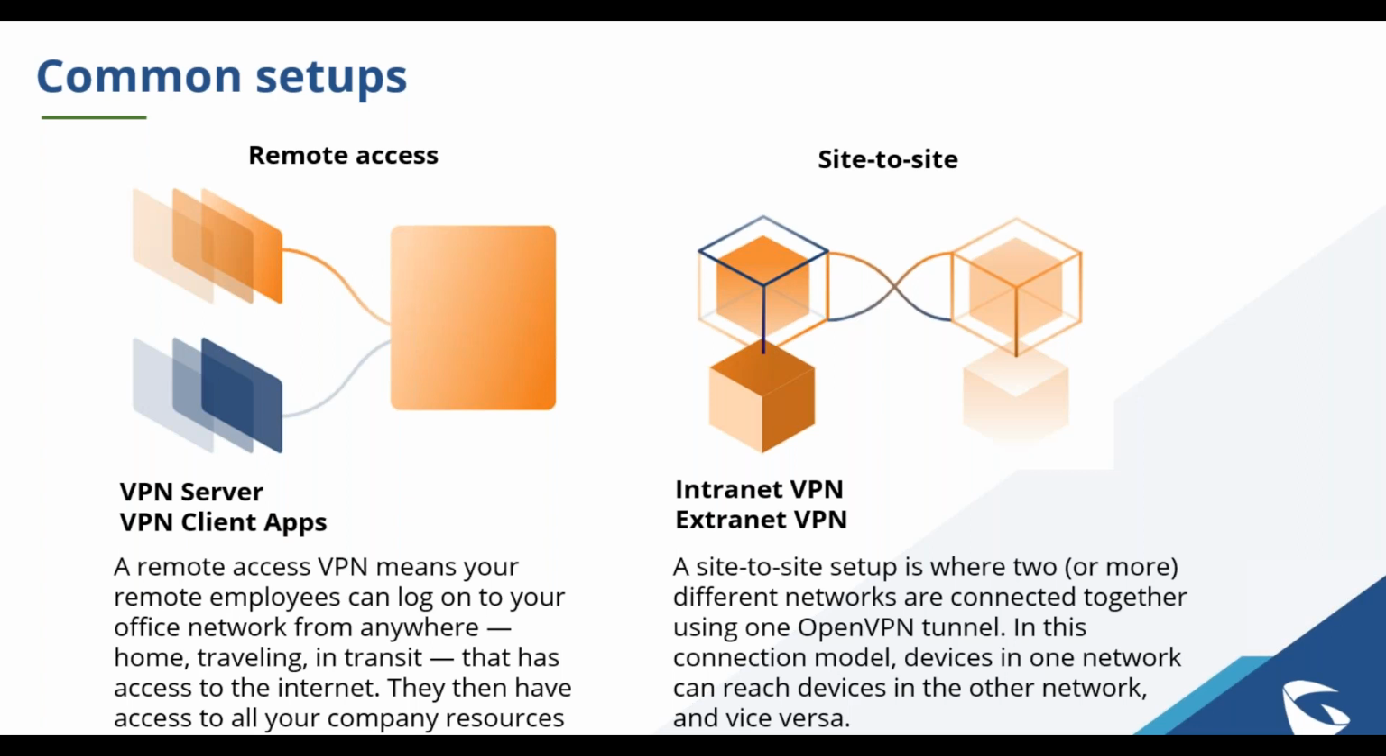Let's say the client connection. This gives you the ability to share both LAN networks, LAN subnets. So the remote LAN subnet will be capable of connecting to the local LAN subnet and back and forth. That's the site-to-site connection, where two or more different networks are connected together using one OpenVPN tunnel. In this connection model, devices in one network can reach devices in the other network and vice versa.